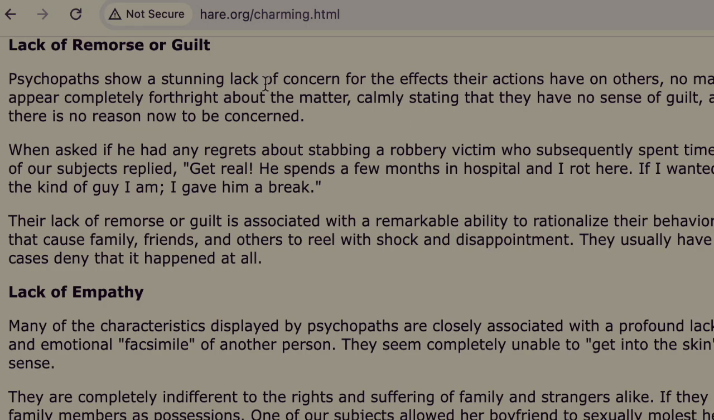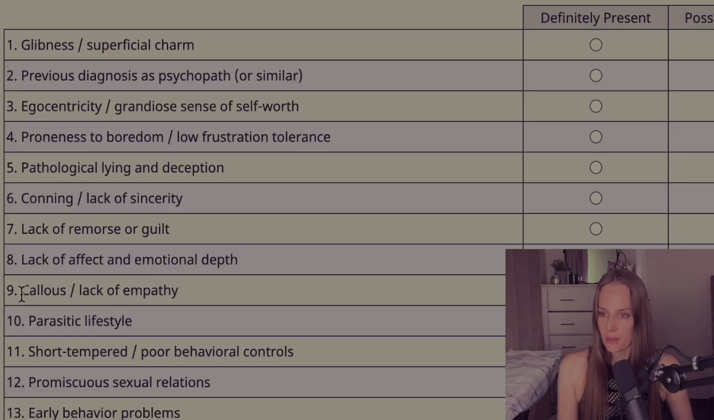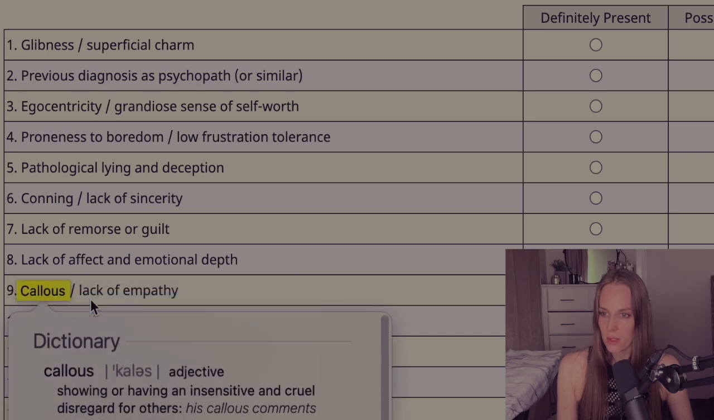What I'm understanding from this is the remorse and guilt seems to be more associated with when you yourself have hurt someone, and whether you feel bad about that, and having a lack of concern for the effects of your own actions on others. And the empathy is regardless of whether you're hurting someone or not, just not being able to see something from their point of view. And callous, what does callous mean? Showing or having an insensitive and cruel disregard for others.